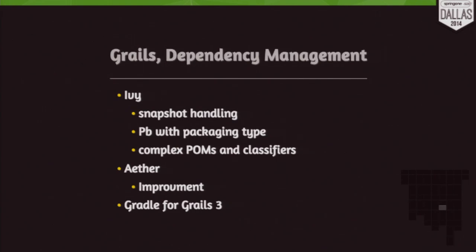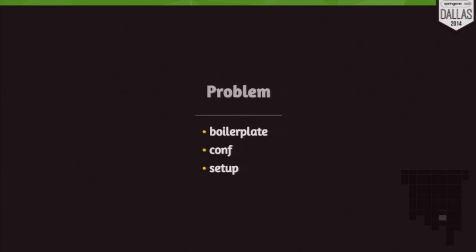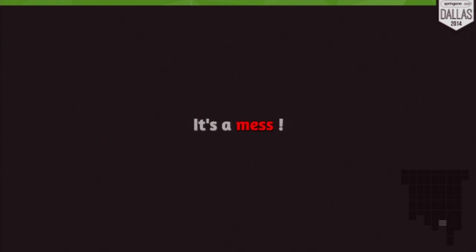If we now come back to the JavaScript part, not only are there the few plugins I showed you before, but there are 115 plugins just for CSS and 166 plugins for JavaScript available. So it's the same for me. It's exactly the same problem of having boilerplate, configuration and setup, and understanding all these things working together. And for me, basically, it's a total mess on both sides today.